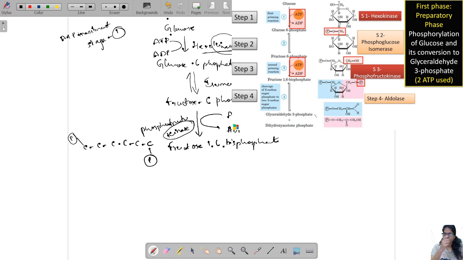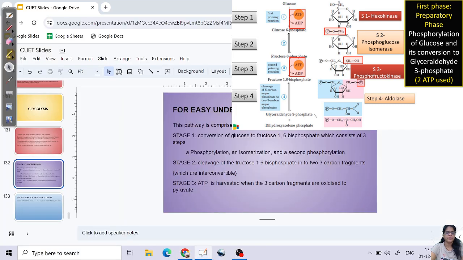In the next step I will draw in detail on the next page, so that it would be easy for you to understand clearly. These are the enzymes that are involved. Now this is the first stage. Let's go for the second stage. Hope you are clear with stage 1. I told you in the first stage itself, a phosphorylation is happening, an isomerization is happening, and a second phosphorylation is also happening. So stage 1 is done. So let's go for stage 2.